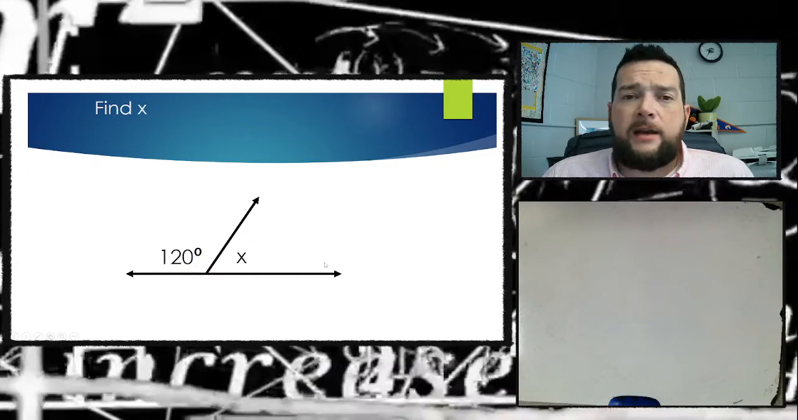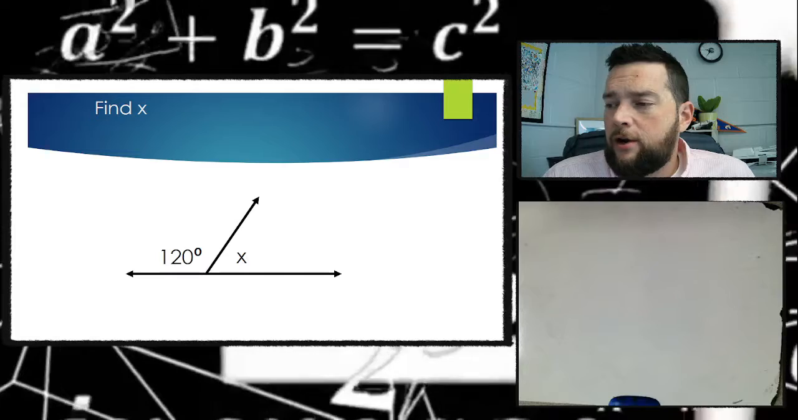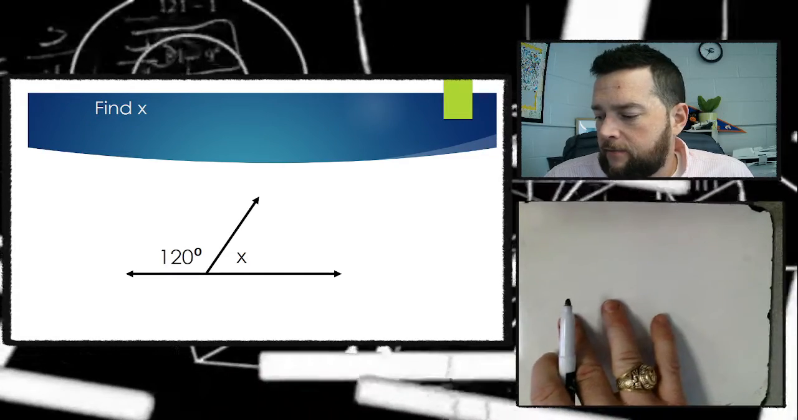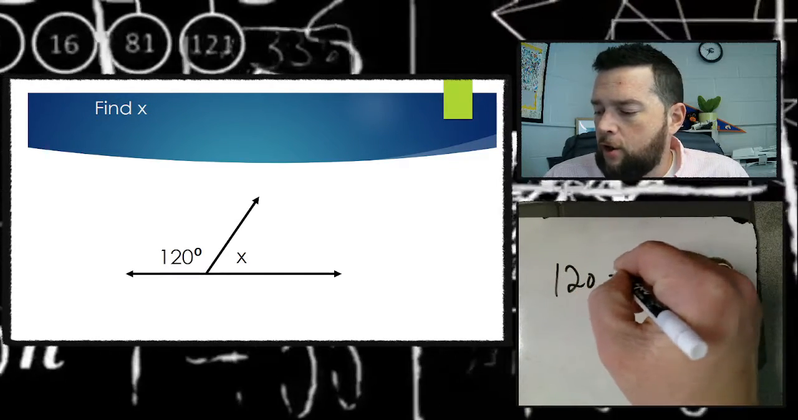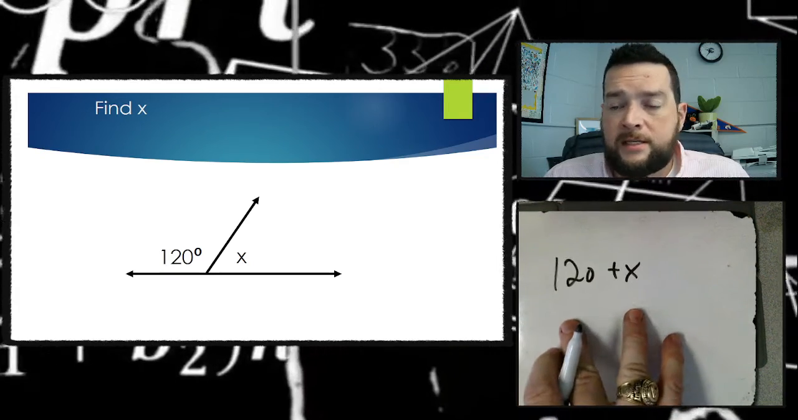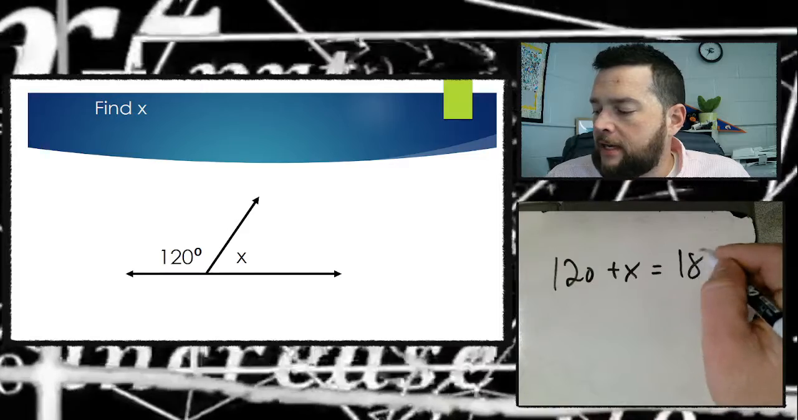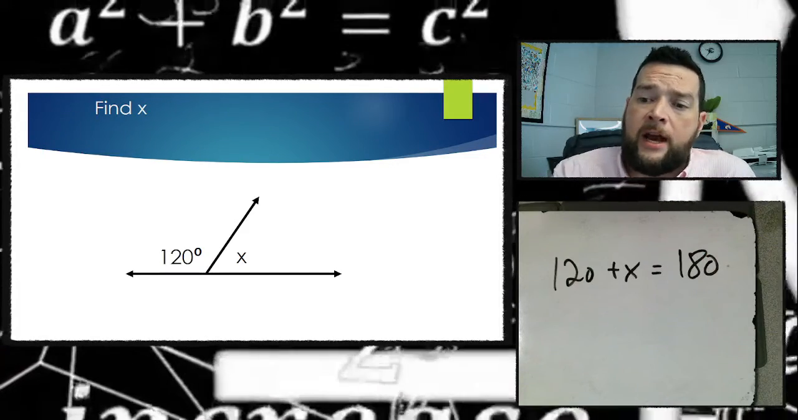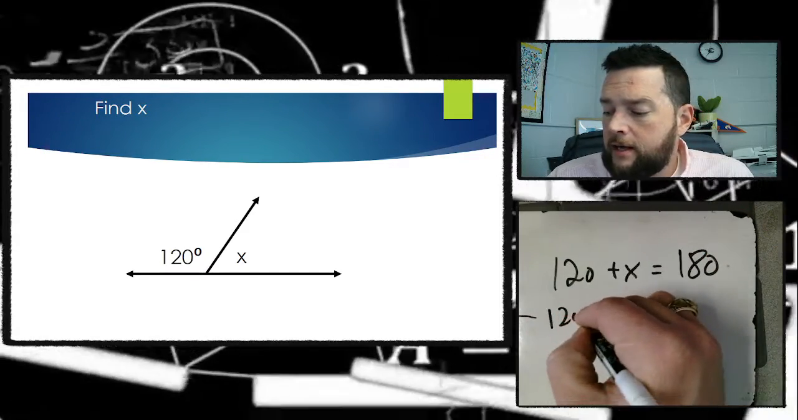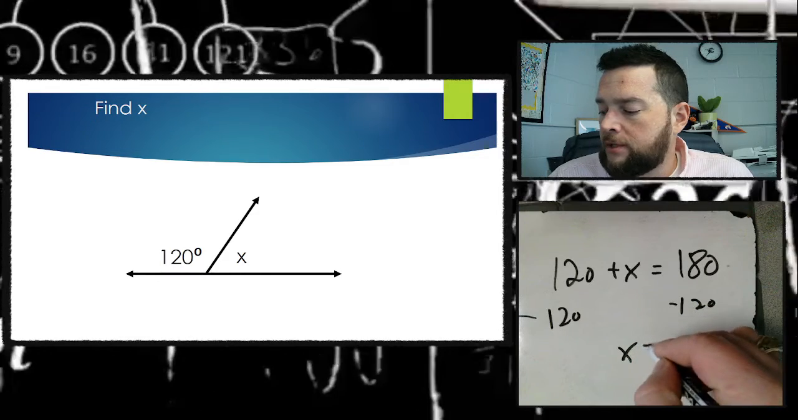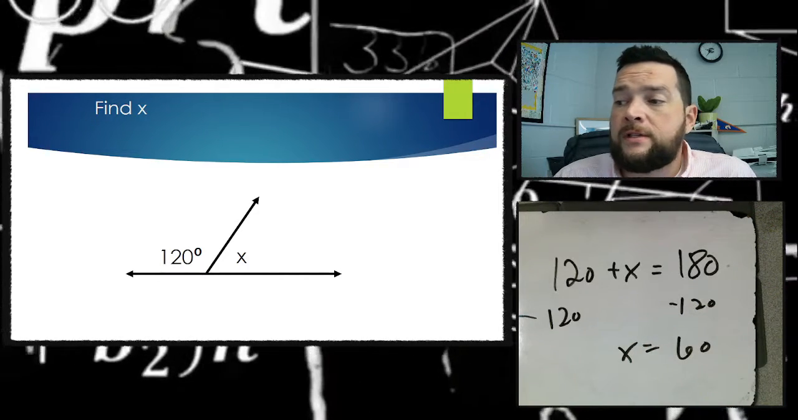All right, let's go ahead and do the math that you need to do right here to be able to come up with the value of x. For this one, I'm going to take the two angle measures and put them in a simple expression, 120 plus x. I know that together, since they sit on the straight line, they're going to add up to 180. So I can simply subtract 120 from both sides and find out that x equals 60.